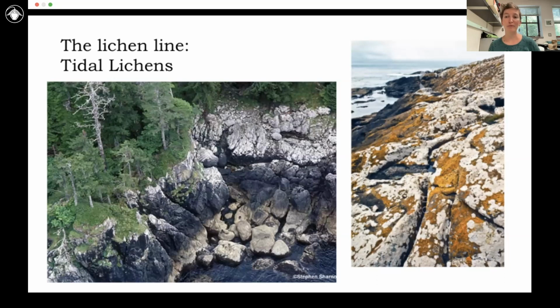And then you go a bit further up into just the salt spray or the ocean fog. And then you get your Roccellas and Nieblas and Ramalinas, and that's where you actually start getting some fruticose species along these bands. So if you were to learn enough about tidal lichens and then go to a beach you'd never gone to before, you could probably guesstimate the tides based on these bands. Again, there's a lot more that goes into it, but it's just a fun way to explore the lichen line.